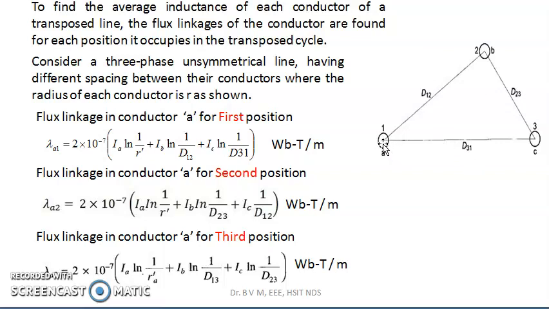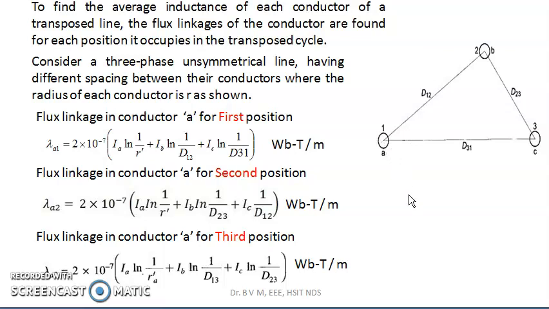Phase 1, phase 2, phase 3. Let us take conductor A in phase 1, conductor B in phase 2, conductor C in phase 3. The distances between A and B, B and C, C and A are not the same, and they are denoted by D12, the distance between conductors A and B; D23, the distance between conductors B and C; and D31, the distance between conductors C and A.